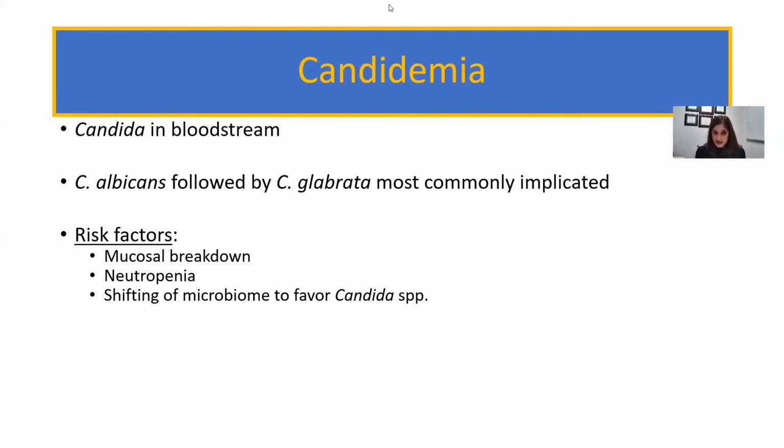Neutropenia is an important risk factor, oftentimes seen in our hematologic malignancies or stem cell transplant recipients. And also factors that favor the shifting of the microbiome to favor Candida species. So broad spectrum antibiotic use in these patients and total parenteral nutrition are important factors to consider.